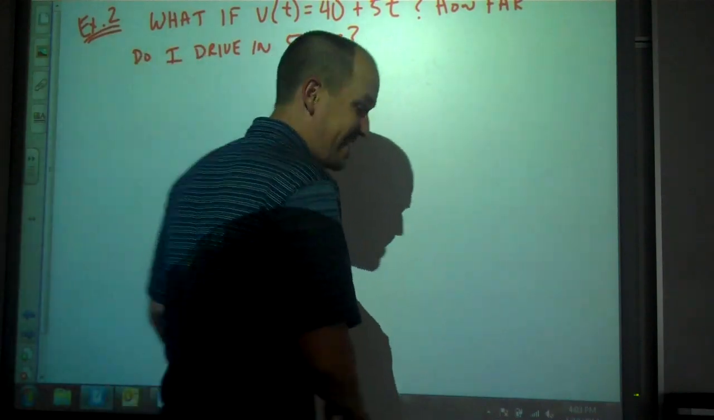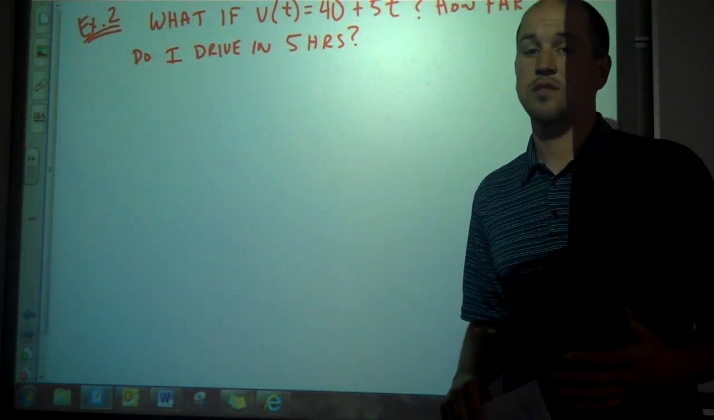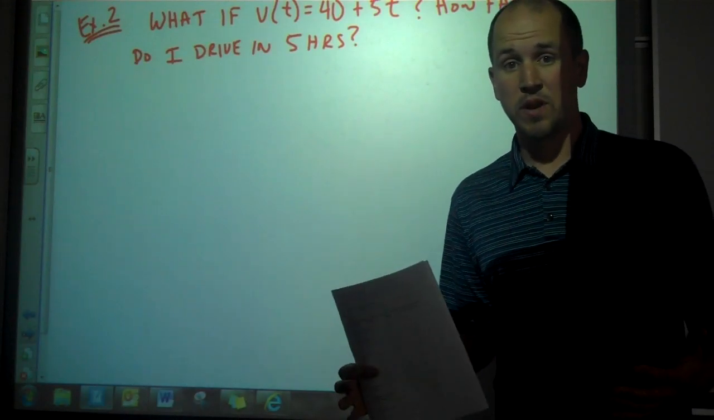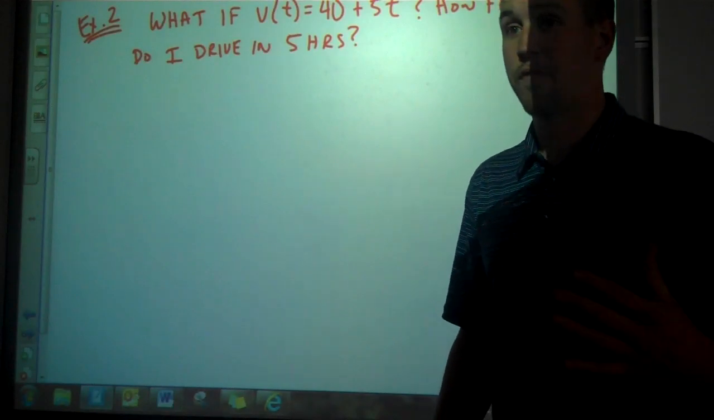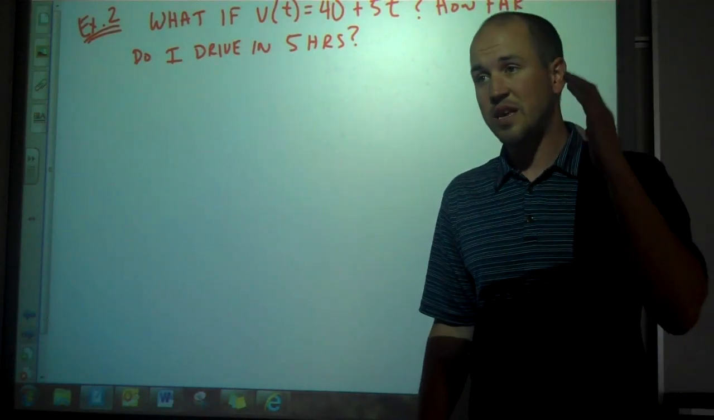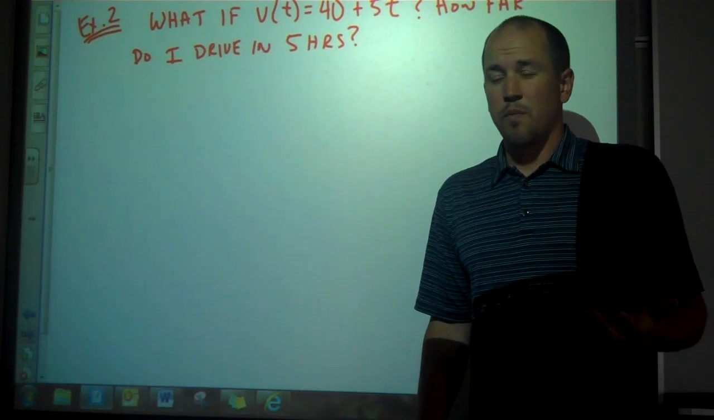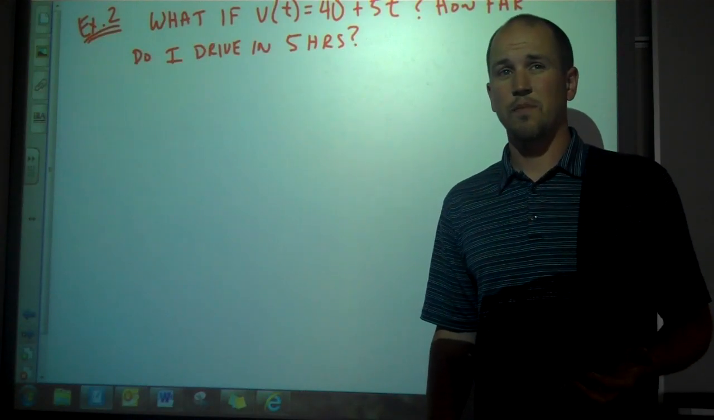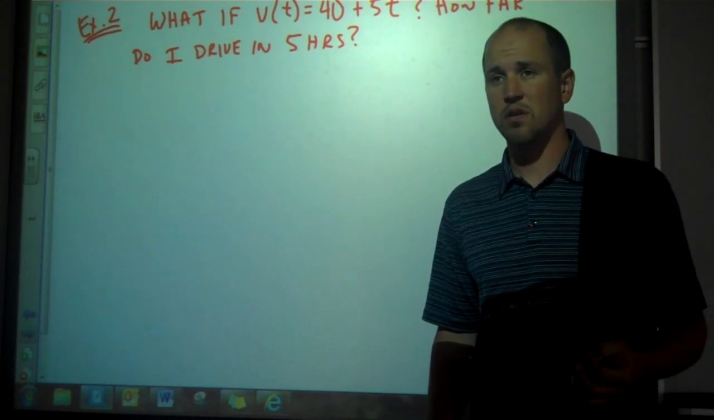And I want you to, it doesn't sound like that complicated of a problem. If I start at 40 miles an hour and I increase my speed by 5 miles an hour every hour and I travel for 5 hours, it seems like a pretty simple setup, a pretty simple scenario. But think about how I could possibly determine the distance that I've traveled.